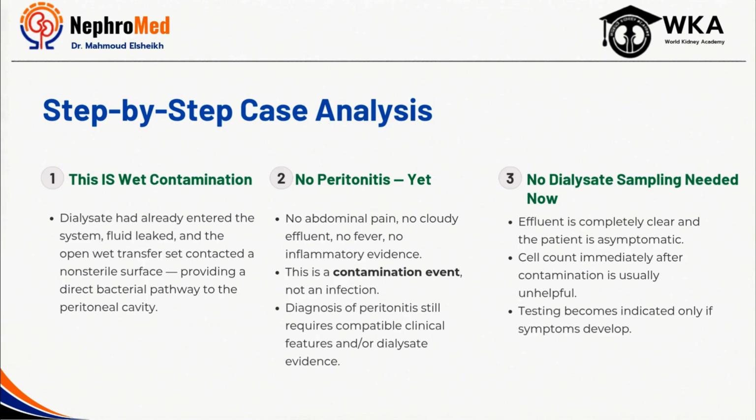Third, there is no need to send dialysate for cell count or culture at this stage. The effluent is completely clear and the patient is asymptomatic. Sampling immediately after contamination is unlikely to provide meaningful information and may lead to unnecessary concern. We reserve dialysate analysis for patients who develop symptoms or cloudy effluent. So before we even discuss antibiotics or changing the transfer set, we have already established three key facts. This is wet contamination, there is no current peritonitis, and routine dialysate sampling is not indicated. Those conclusions guide everything that comes next.